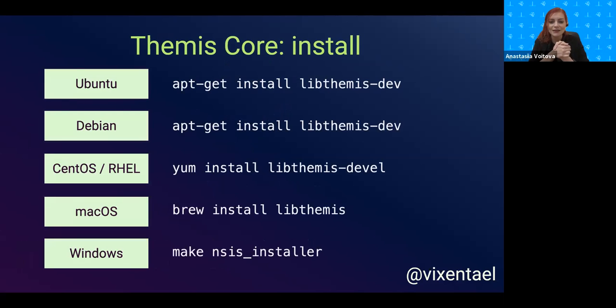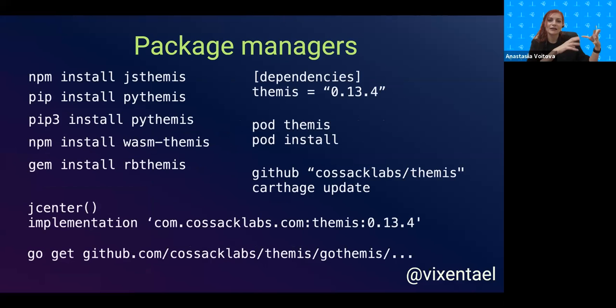With this idea in mind, for Themis, for example, we push Themis as a library for package managers for each of the platforms. So if you're using macOS, you can write brew install. If you're using Ubuntu, you write apt-get install. But of course, these are operating systems. For languages, if you are a Node.js developer, you can write npm install. If you're using CocoaPods, you write just pod Themis. If you're using Carthage, you get the idea. And this installation should be as simple as possible. Again, otherwise users just won't install your library.